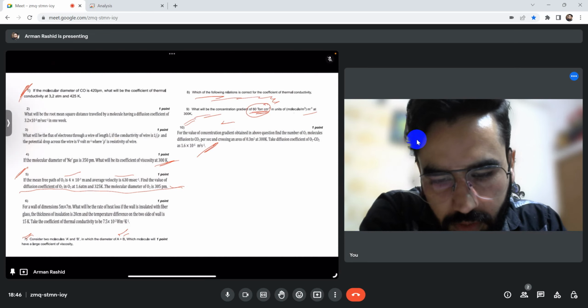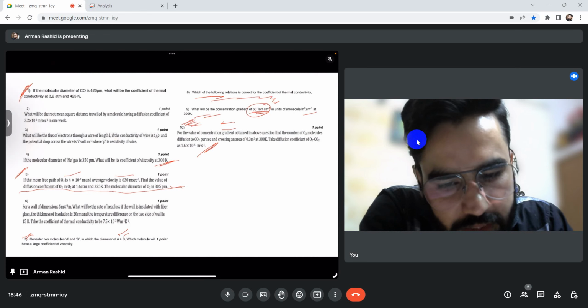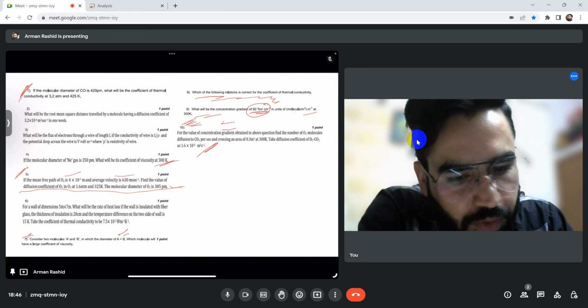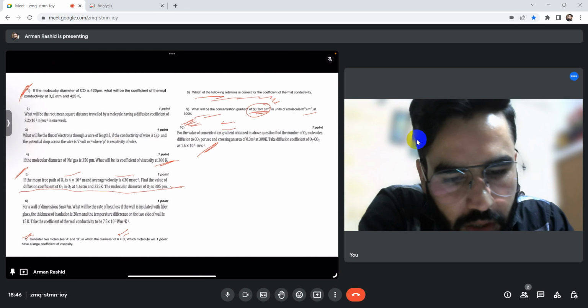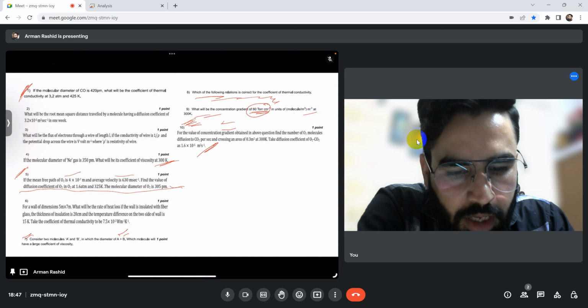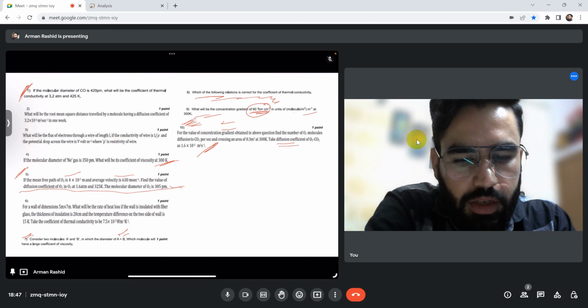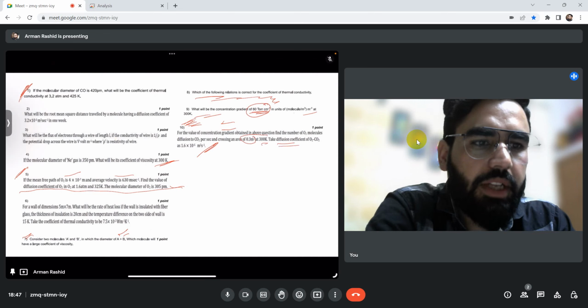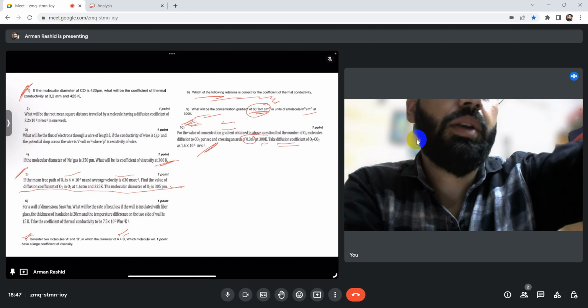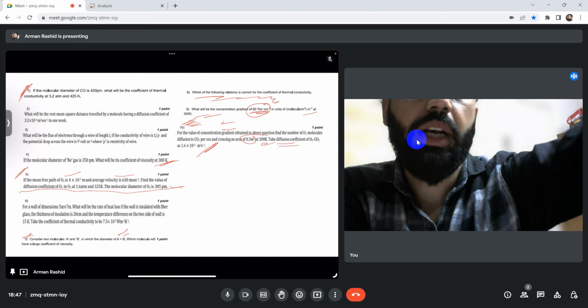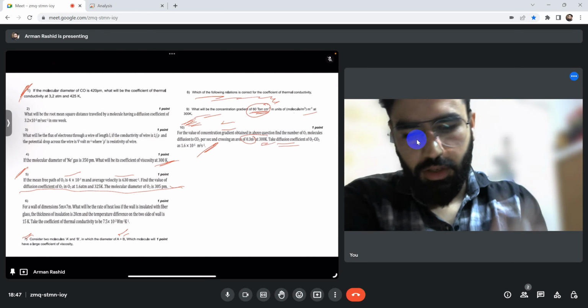Now let us go to the 10th. For a value of concentration gradient obtained in the above equation, find the number of oxygen molecules diffusing to carbon dioxide per second and crossing an area of this. Take a diffusion coefficient. Okay, so what we have to see is the relative rate of diffusion of oxygen to that of the carbon dioxide through the cross-sectional area at a particular temperature, where the diffusion coefficients are given. Okay, so if you remember the equations that I have shown in the previous lectures, we can solve that easily.